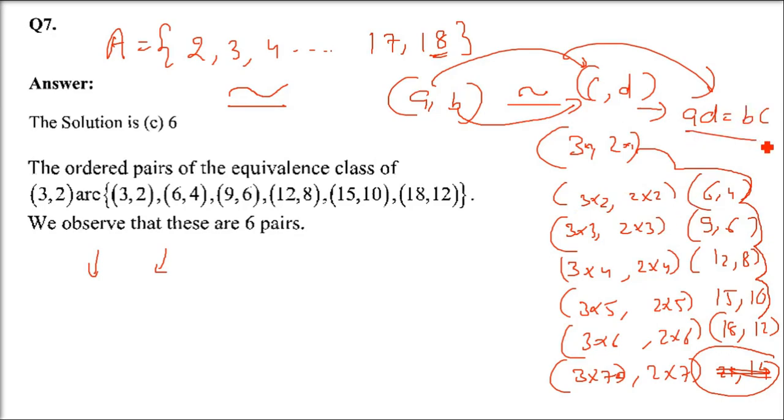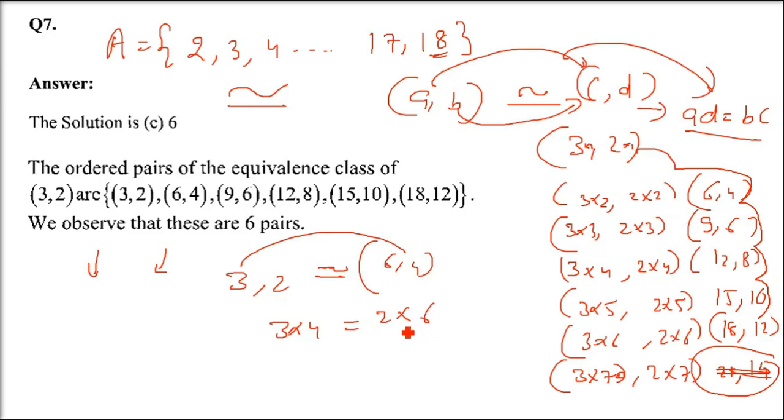So why did I do this? Because ad equals bc. Let me take an example. You take any of these, (3, 2). If it is equivalent to (6, 4), then 3 into 4 equals 2 into 6. So 3 4s are 12, 2 6s are 12. You can write 12 as 2 into 6, and 2 into 6 is already there. You can cancel 2. So 6 equals 6. You can also cancel 3. 6 ones are 6. You can cancel both of them. So they are equivalent because 1 is equal to 1. They both boil down to the same thing.